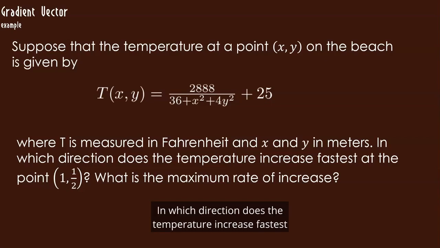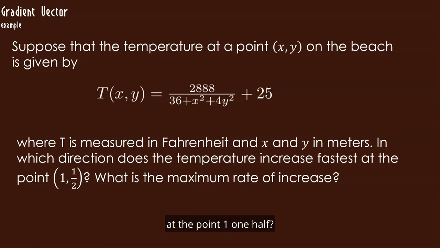In which direction does the temperature increase fastest at the point (1, 1, 2)? And what is the maximum rate of increase? So you're at the point (1, 1, 2), and you want to figure out what would be the best direction to go, where the temperature increases the fastest. Let's go and find the gradient.